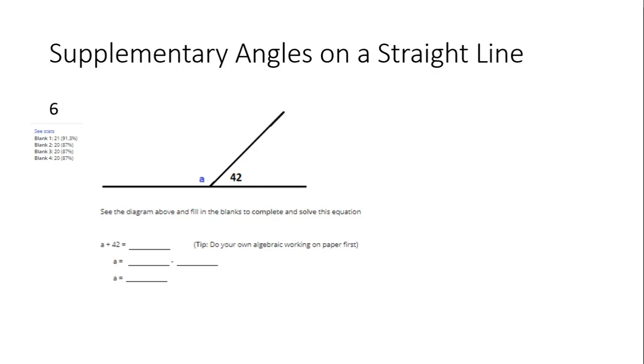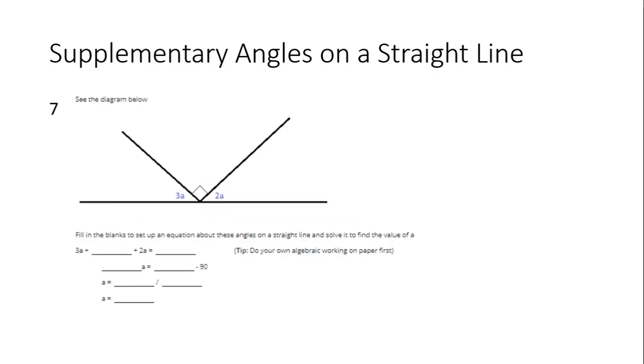Okay, so I know that this is a straight line, and angles in a straight line add to 180. So if A plus 42 makes 180, to get A by itself, I need to move the 42 to the other side, but make sure you keep the right order. The 180 is there first, 180 minus the 42. And if I do that calculation, A will be 138. Well done on that one.